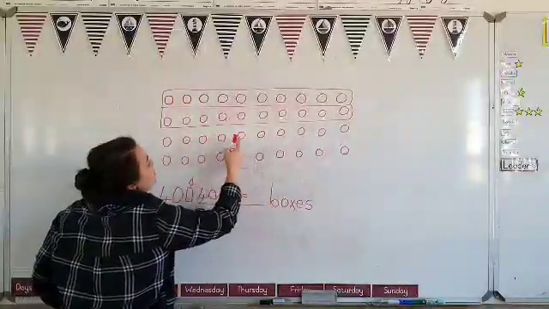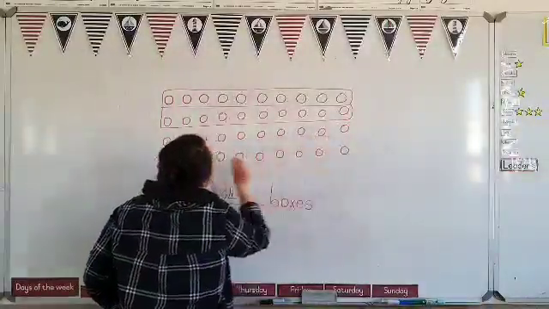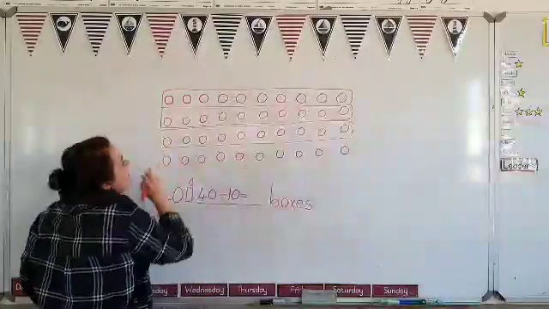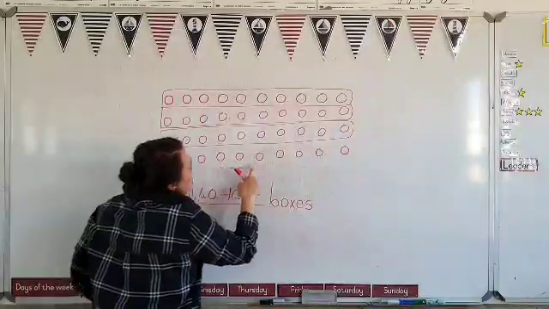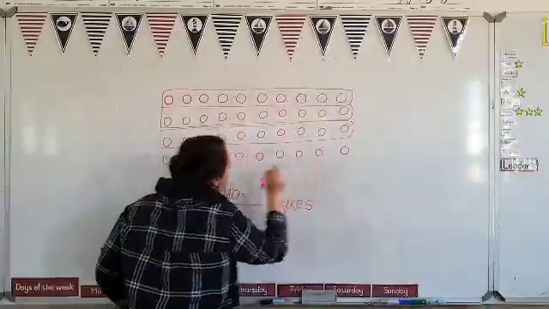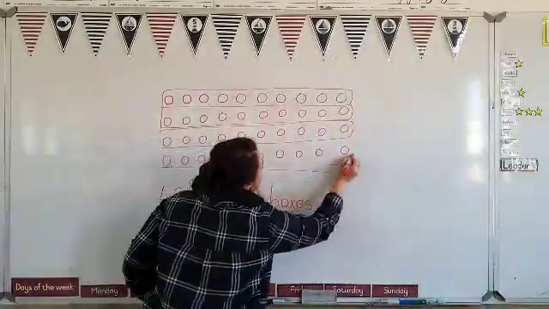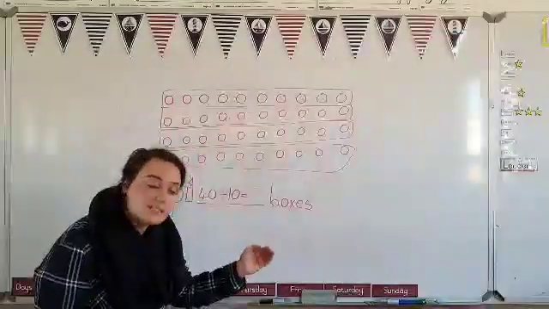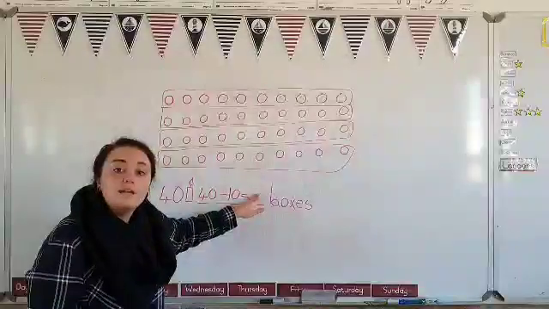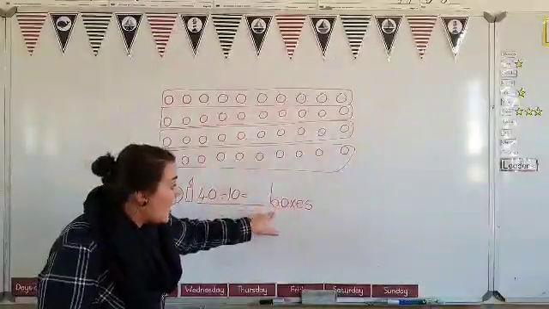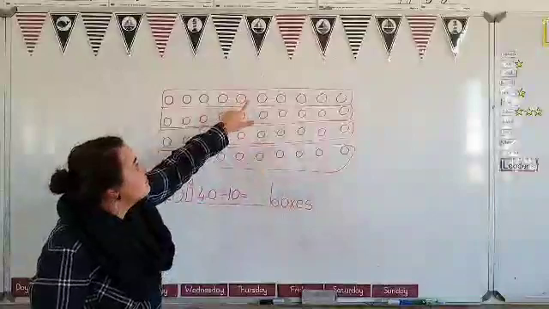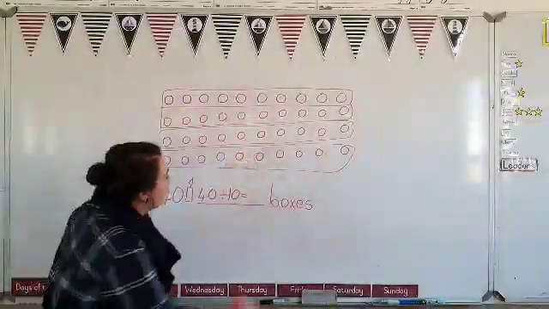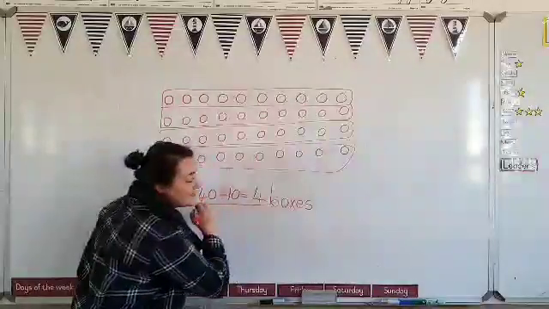1, 2, 3, 4, 5, 6, 7, 8, 9, 10, the third group. 1, 2, 3, 4, 5, 6, 7, 8, 9, 10, the fourth group. So now we have divided them into groups. The answer will be how many groups are there? How many boxes are there? So there will be 4 boxes.